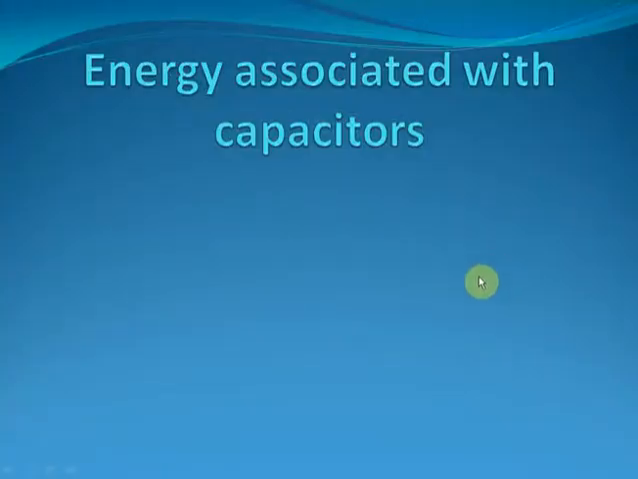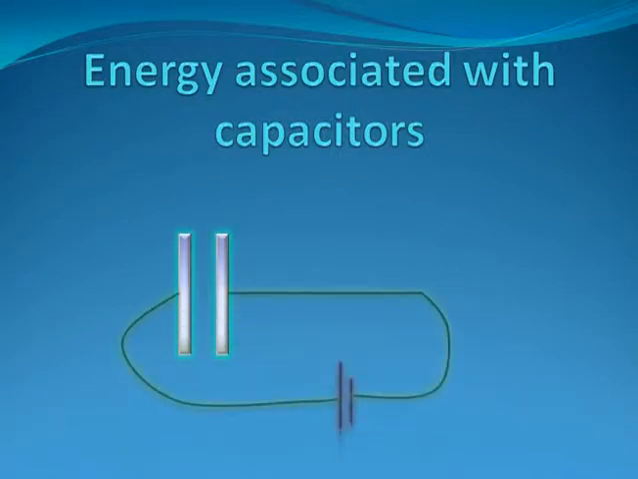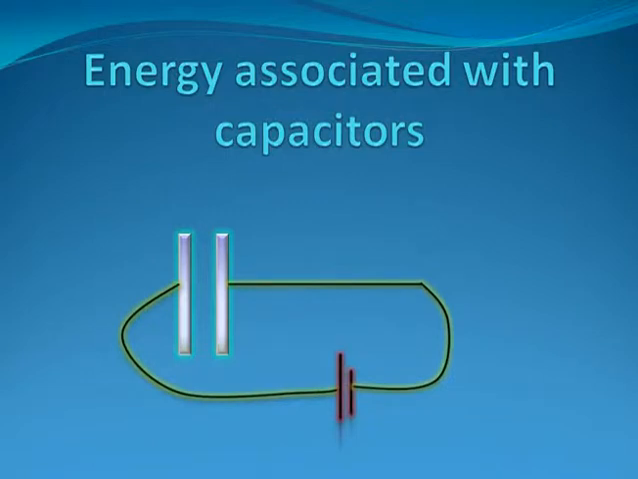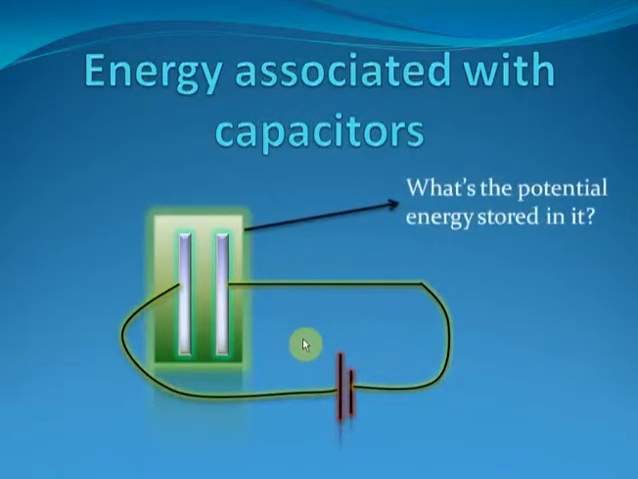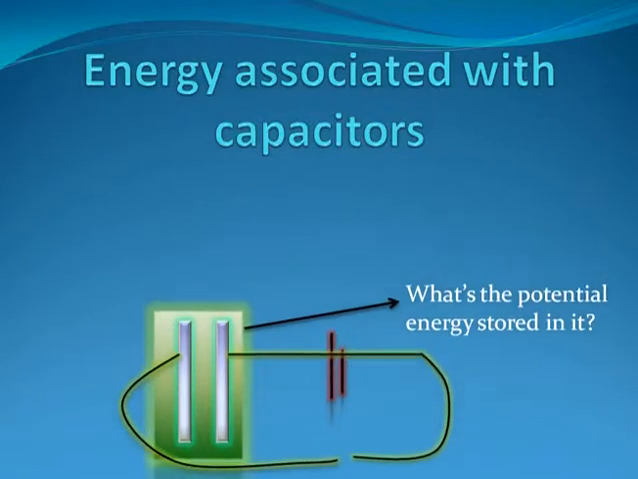Hi again, students. Today we're going to learn about the energy associated with capacitors. You see, when we connect a battery to the two plates of a capacitor, a certain amount of energy gets stored in it. Where does this energy come from? And what's exactly the value of this energy stored in the capacitor?